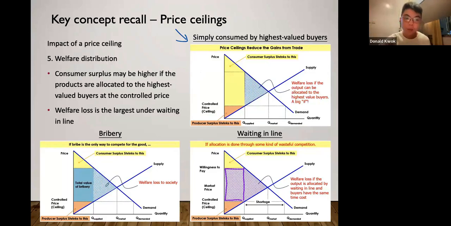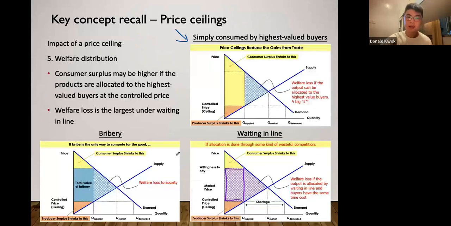By the way, be aware that the total value of bribery is neither the consumer surplus nor the producer surplus. It is the gain of the bribe receivers, so it depends on who receives the total value of bribery. All right, so that's all about the effects of a price ceiling.